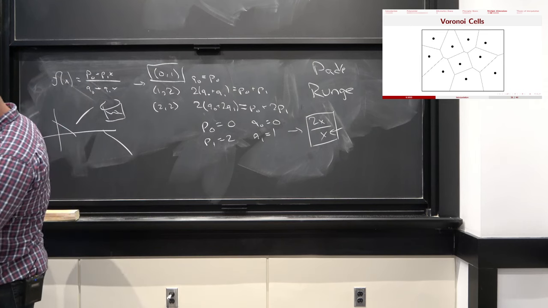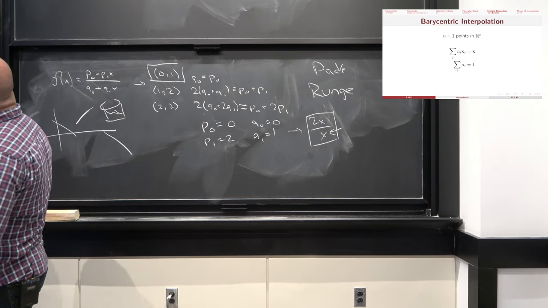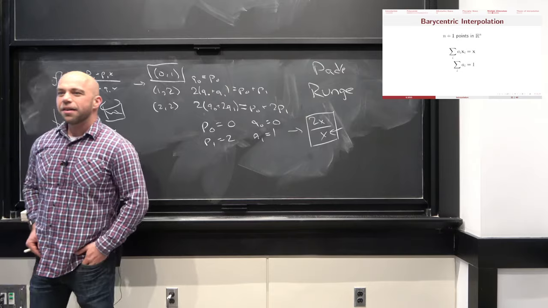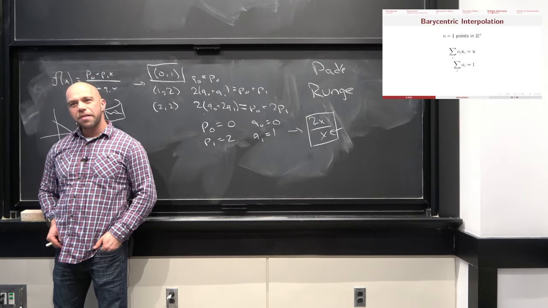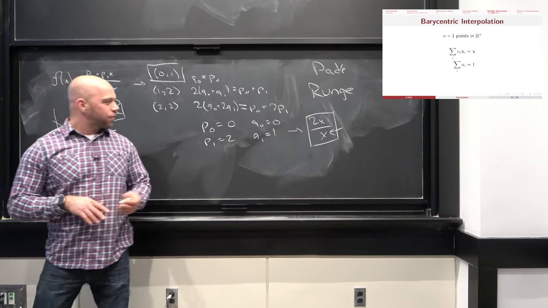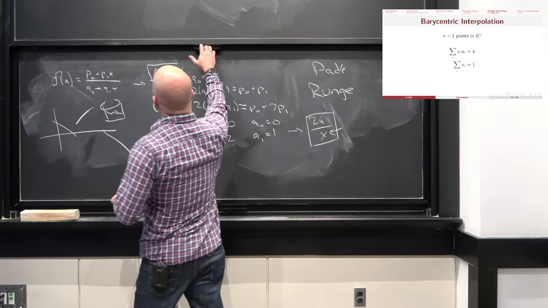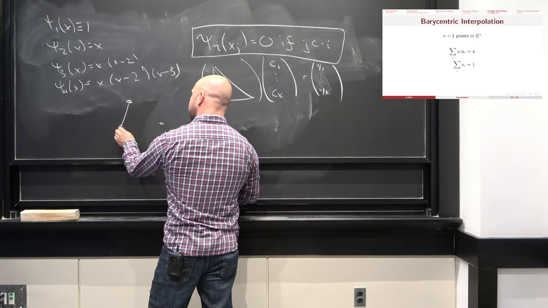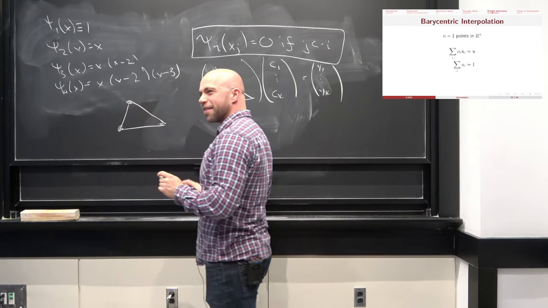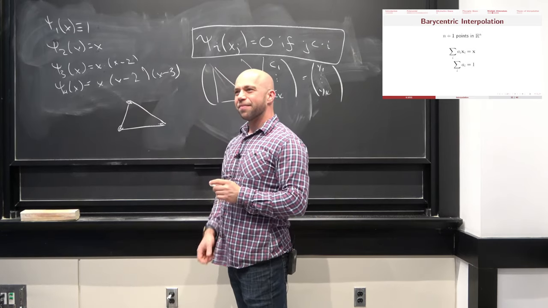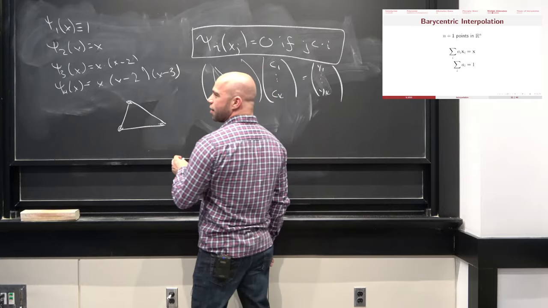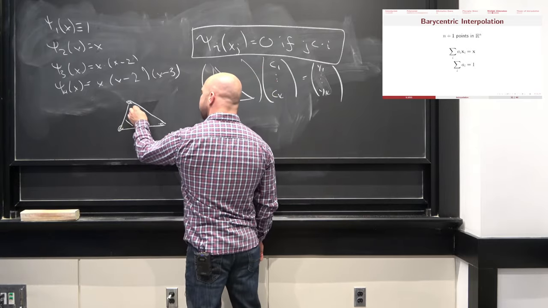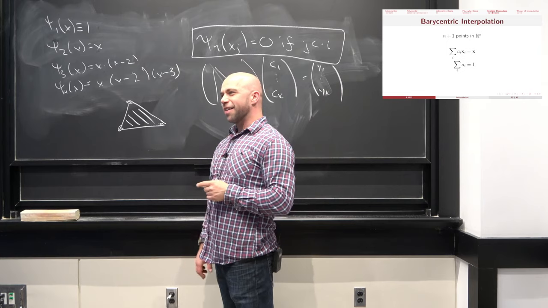There are other interpolants out there. So, for example, one thing people do is barycentric interpolation. And this would be, specifically, let's say that I have my function, and it's prescribed on the corners of a triangle. Okay, so I know f at three locations. Make sense? So I might make an assumption here, which is that inside of this triangle, f is linear.